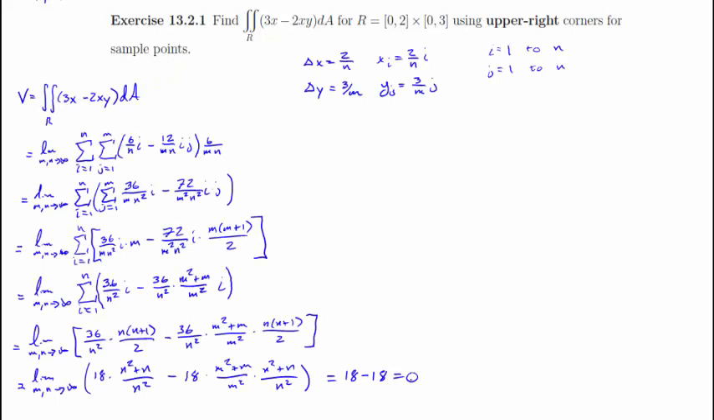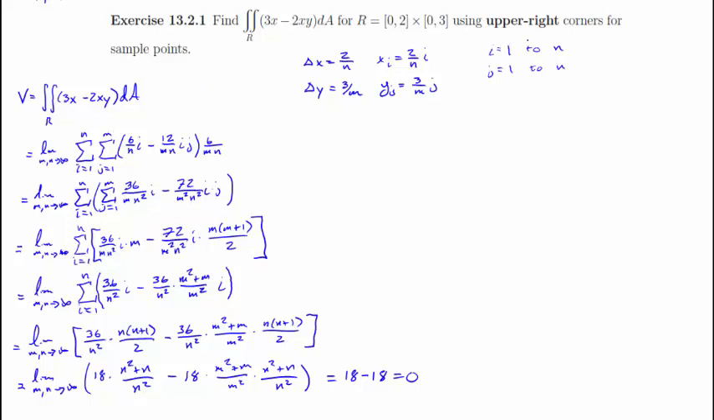And we're back. So we have delta x equaling 2 over n, x sub i equals 2 over n times i, delta y equals 3 over m, y sub j equals 3 over m times j. So our volume equals the double integral over the region from 0 to 2 in the x direction, 0 to 3 in the y direction of 3x minus 2xy dA. This equals the limit as m and n go to infinity of the sum from i equals 1 to n, j equals 1 to m.